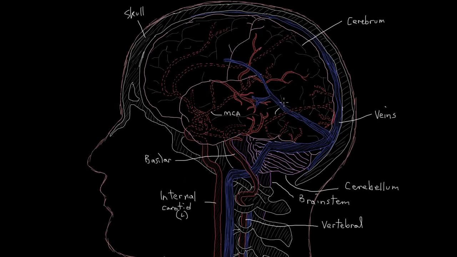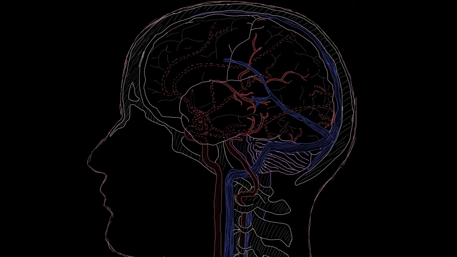Here we have the posterior cerebral artery. We'll call that the PCA. And in front here we have the ACA, or the anterior cerebral artery. And you can see the circle of Willis is formed right there. Alright, so let's jump into it.